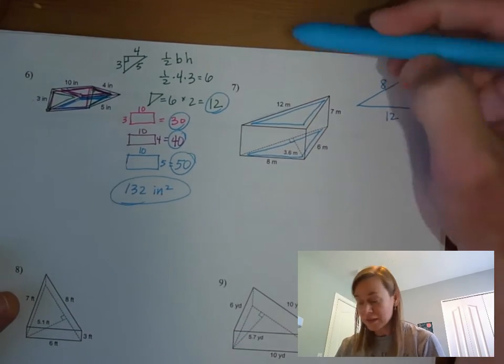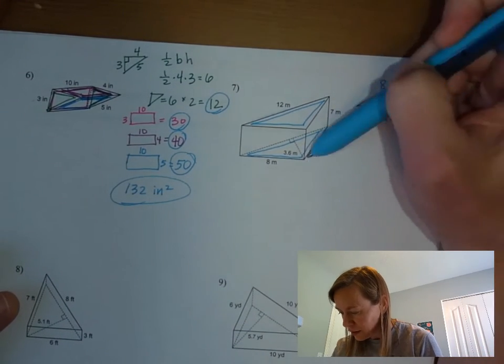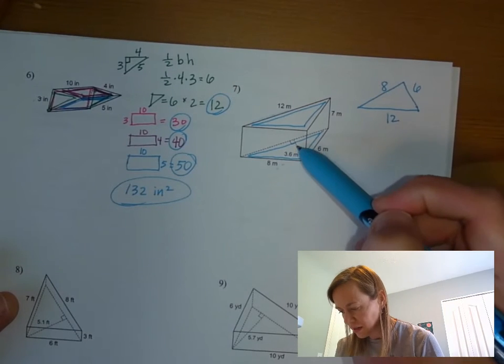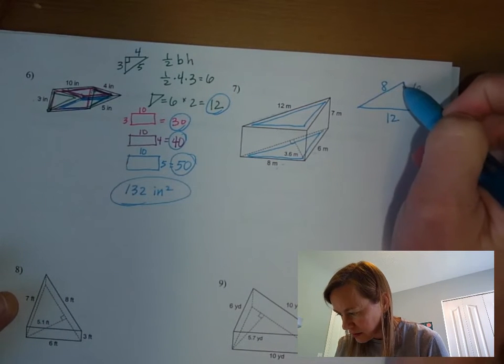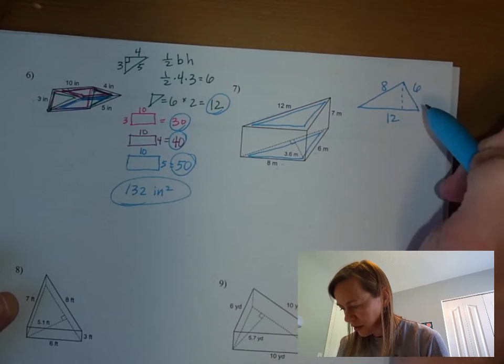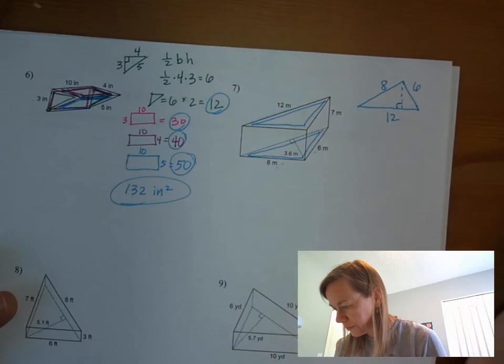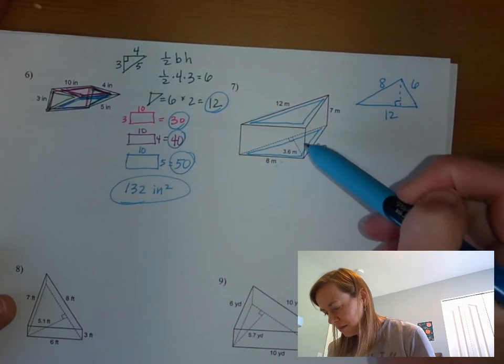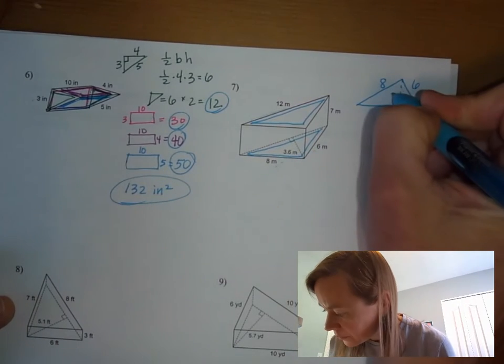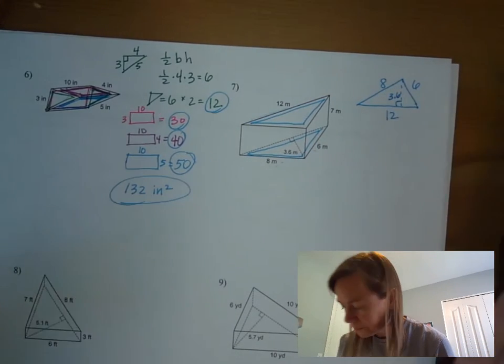And what's really helpful is this drop down with the right angle. It goes from between the two shorter sides onto the longer side. So we're going from the two shorter sides onto the longer side, and here's my right angle. And the length of that little drop down is 3.6. So I'll put a 3.6 there.